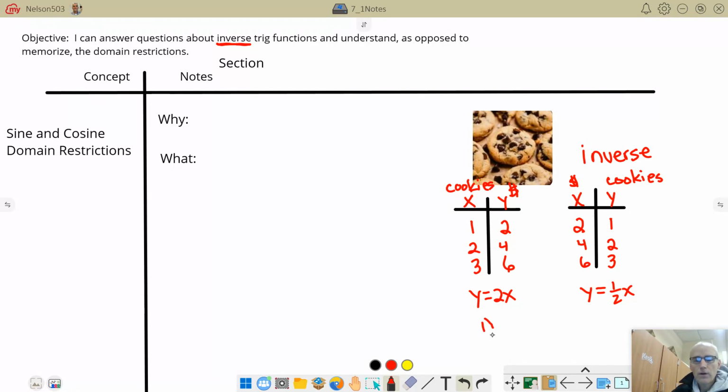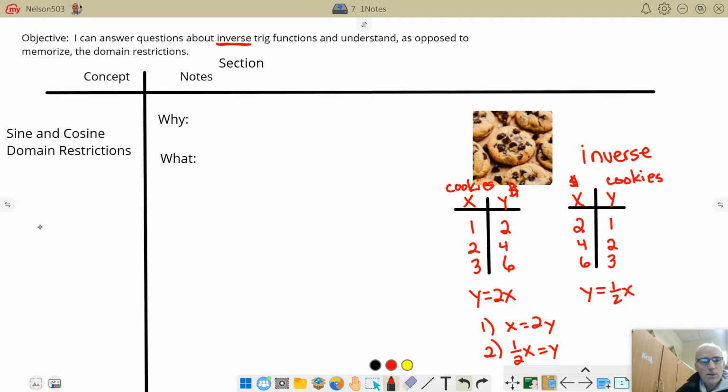Step one, to find the inverse, you switch the x and the y, so you make it x equals 2y. Step two is you solve for y, by whatever method you can. And so we end up with 1/2 x here. This is just algebra, you just divide by 2. So what's going on here?